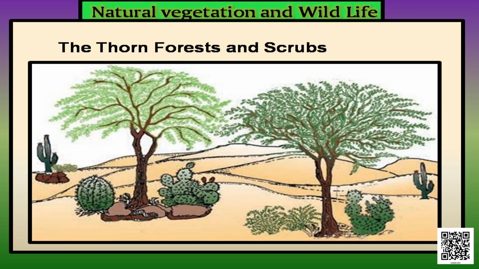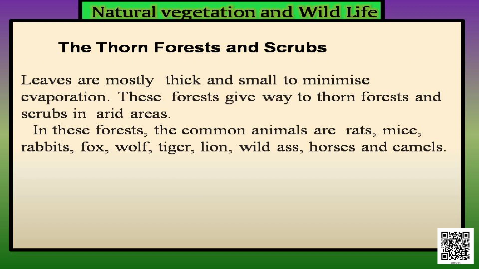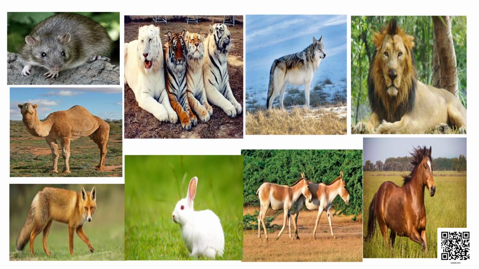In this region, trees are found scattered and their roots penetrate deep into the soil in order to get moisture. The stems are very succulent in nature to conserve water. Leaves are mostly thick and small to minimize evaporation. And this forest gives way to thorn forest and scrubs in arid regions. Let us discuss the animal life in this forest. In the thorn forest and scrubs, the common animals found are rat, mice, rabbit, fox, wolf, tiger, lion, wild ass, horses and camels.